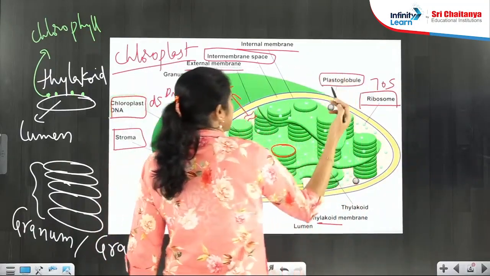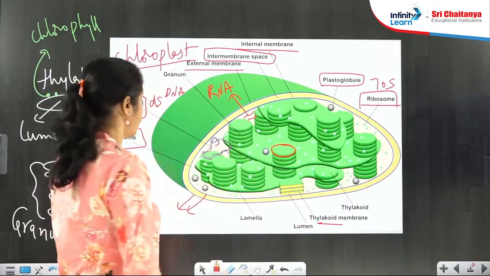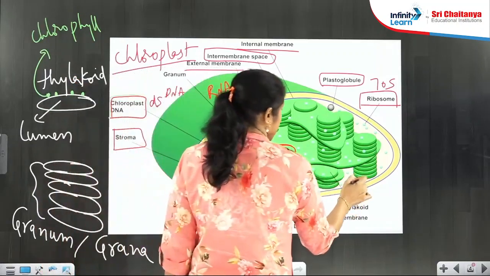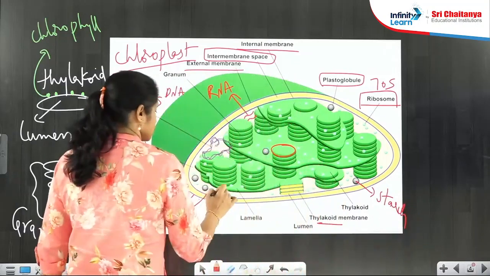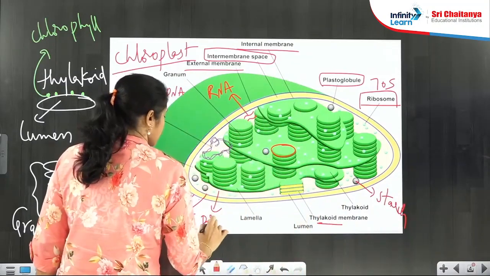Plastoglobule is nothing but one kind of storage material. Here we have even the starch grains also. Proteins also will be present. Certain kinds of proteins will be present here.